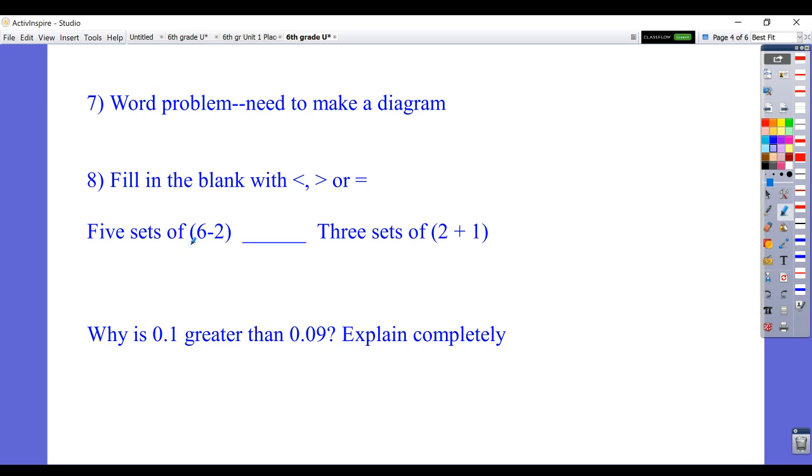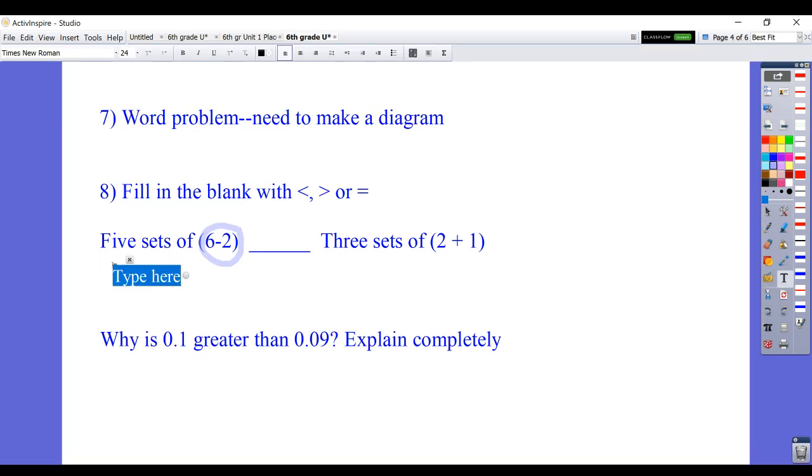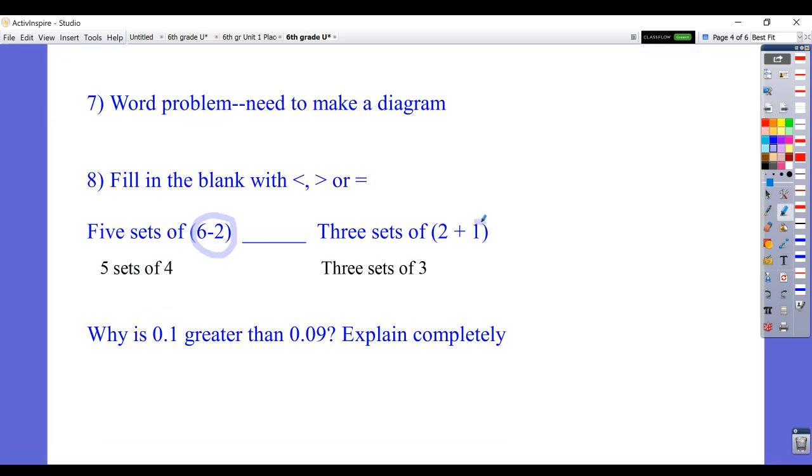5 sets of 6 minus 2 compared to 3 sets of 2 plus 1. Okay. Well, 6 minus 2, of course, we know is 4. So we basically are talking about 5 sets of 4 being compared to 3 sets of, well, 2 plus 1 would be 3. So the question is, is it greater than, less than, or equal to: 5 sets of 4 compared to 3 sets of 3?